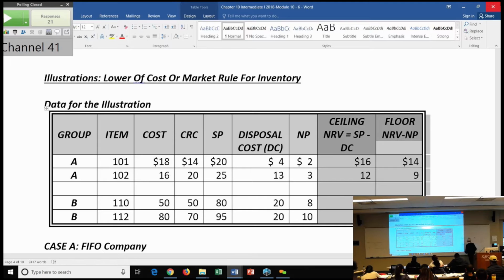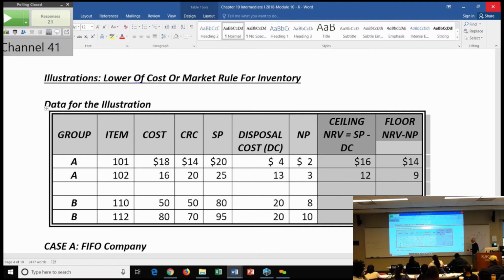The next product, and this is product Group A, and that's 101. Group A 102 tells us that the ceiling is 12 and the floor is 9. So current replacement cost is above the ceiling. And I will circle in red what market would be. So what's market in this case? 12.